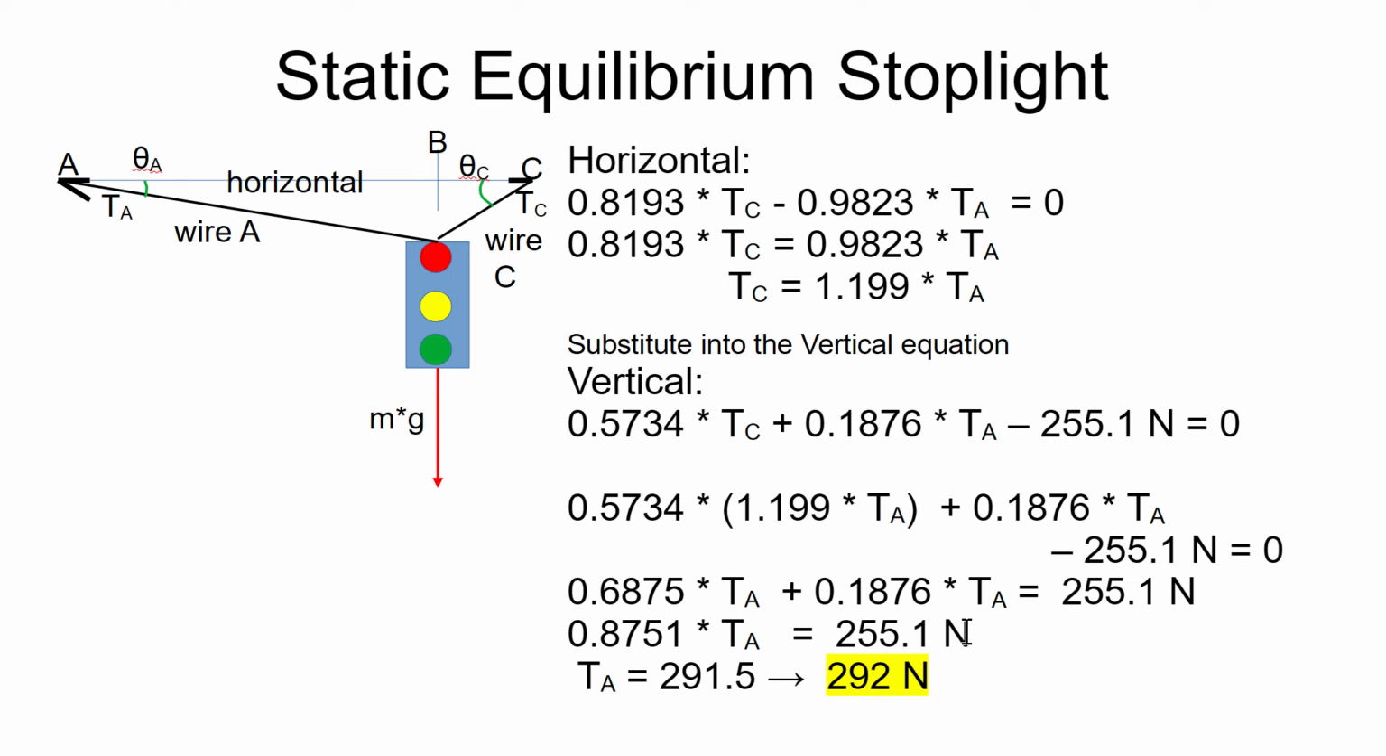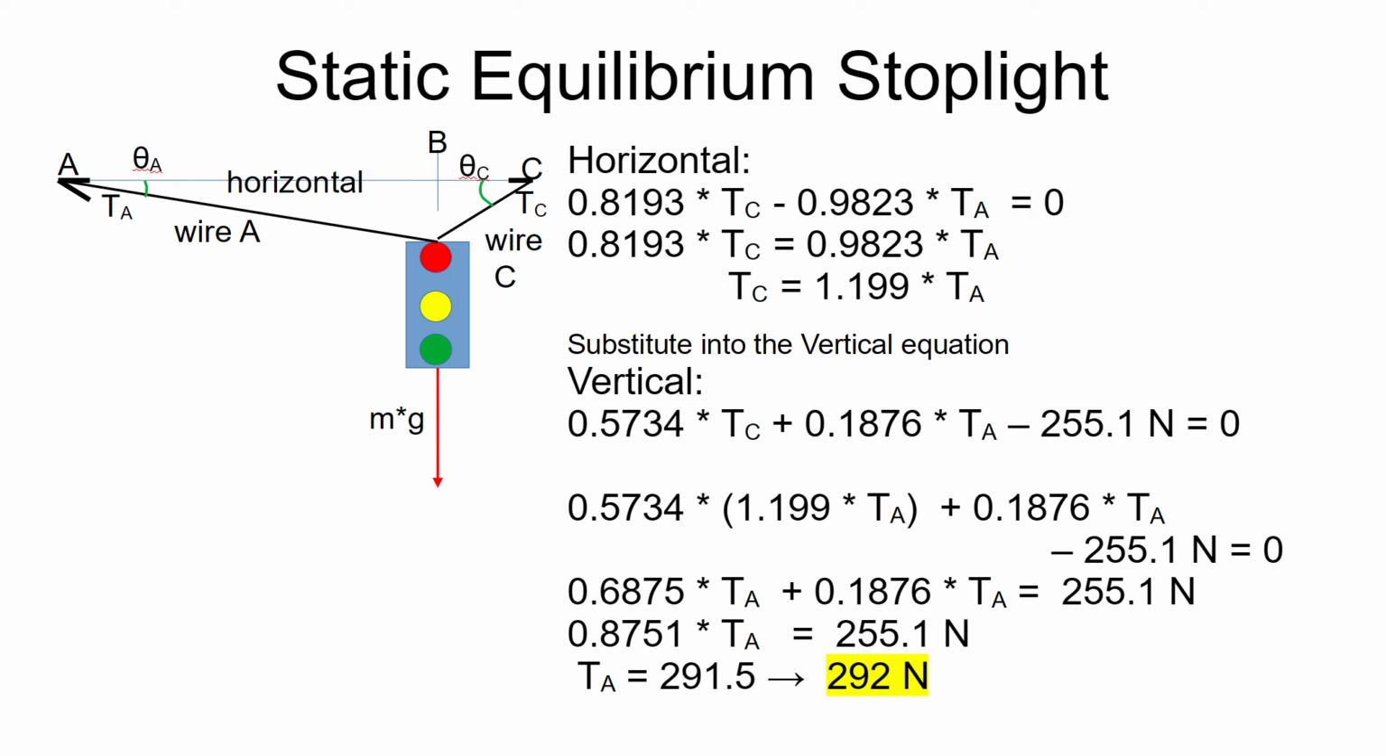Again, you might want to pause the video. If you divide both sides by 0.8751, we find that T sub a has a value of 291.5, 4 digits in an intermediate result. We were asked for T sub a. That's where I'm going to round in my problems to 3 significant figures.